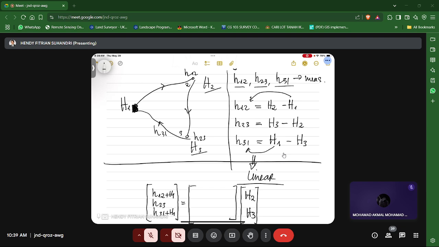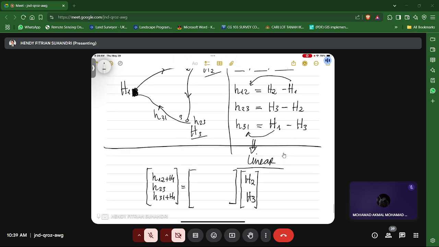Okay, since H1 is already known, next time if you notice you have a known value, you just move it to the left-hand side of the equation. Now, what do we have? H2, only H2, for the first equation. We have no H3. So what is the coefficient for H2?